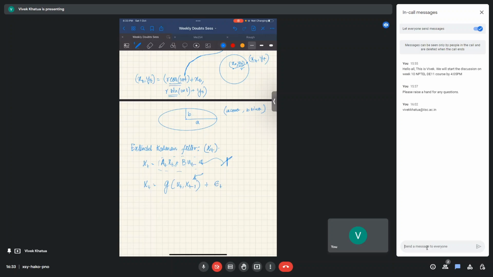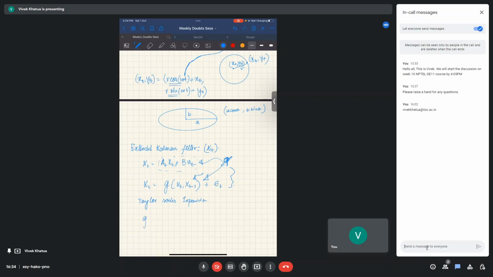What is the difference between these two? I'm accounting for this point changing. At every place, I'm linearizing this, whereas the earlier system was only being linearized at a point that I knew. So this function is being linearized using a Taylor series expansion. And where am I going to linearize this expression? I'll be linearizing it at its mean.